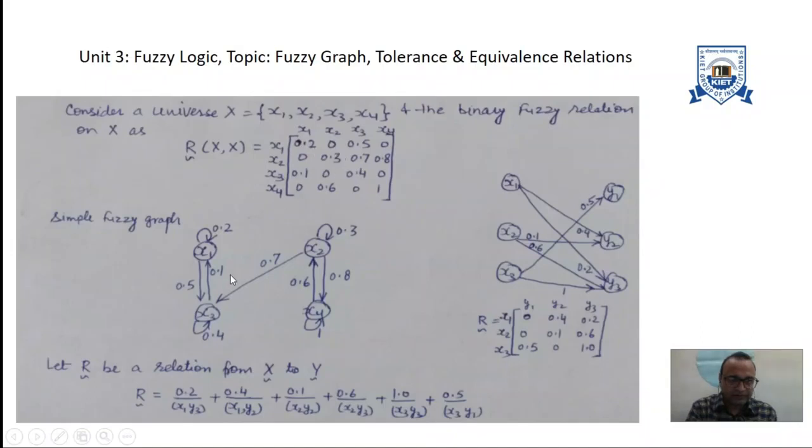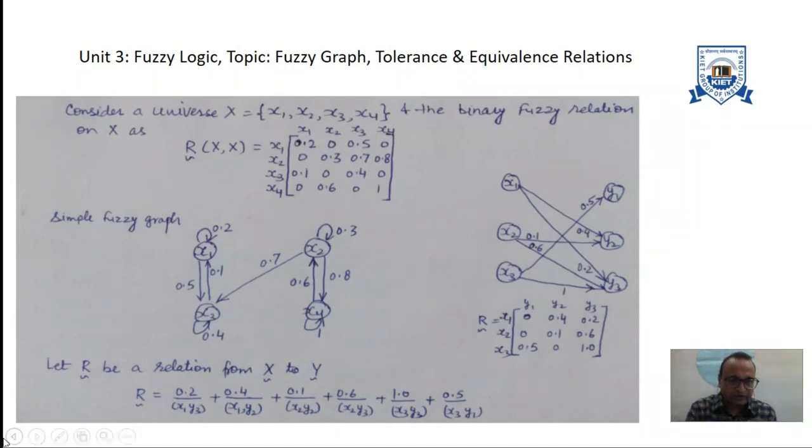For that, we represent it with this fuzzy graph. Here x1 has an arc connecting to x1, and the label is 0.2. It represents the membership value of the ordered pair x1 x1. Here there is an arc directed from x1 to x3, and the membership value is 0.5. Here we labeled it with R. In the same way, we represent the information, and this type of representation is known as the fuzzy graph, right? So now let us take another example.